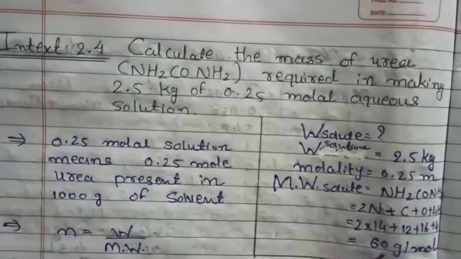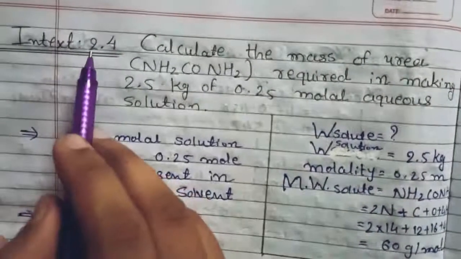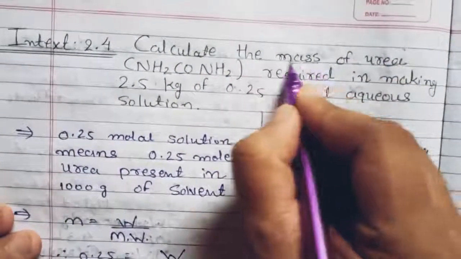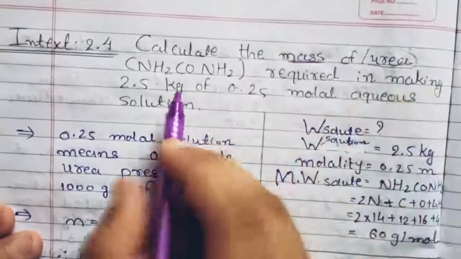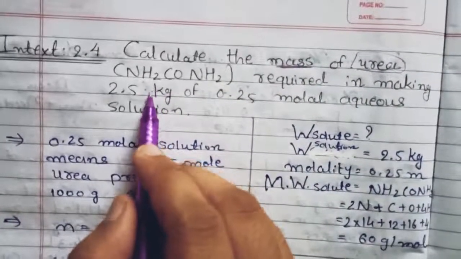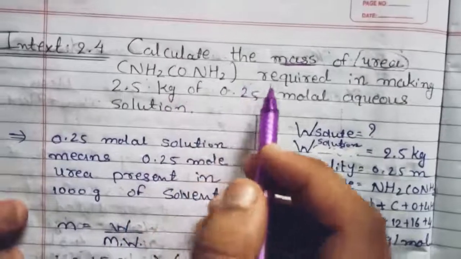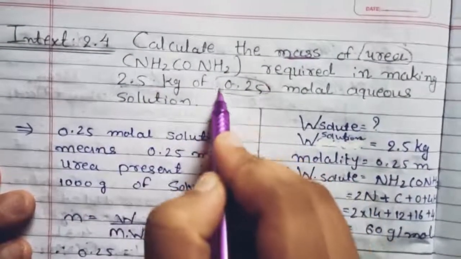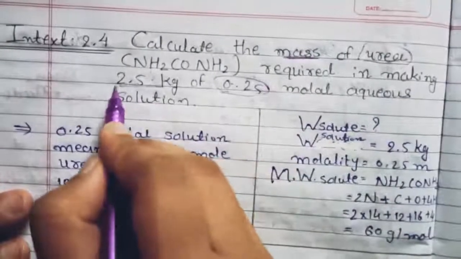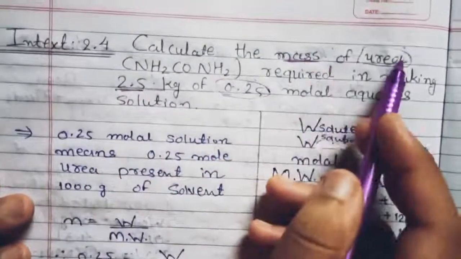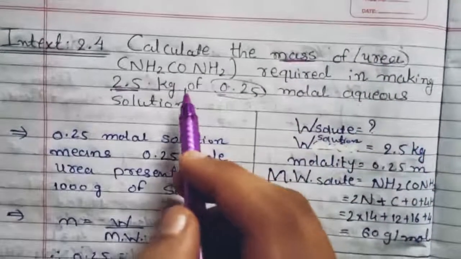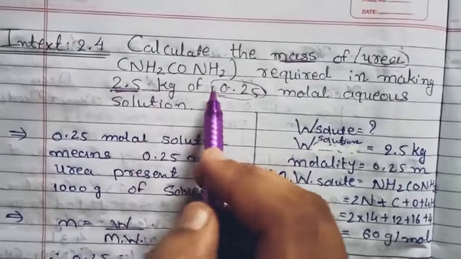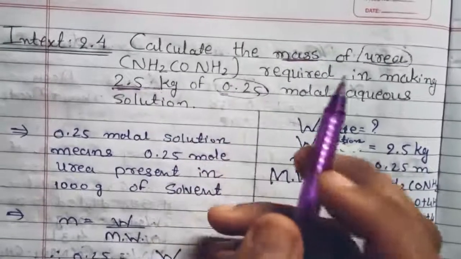Now the next in-text question is 2.4. Calculate the mass of urea, right? We have to calculate the mass of urea. Urea having formula NH2CONH2 required in making 2.5 kilogram of 0.25 molar aqueous solution, right? कि हमें क्या करना है, मास ऑफ यूरिया फाइंड आउट करना है. किसके लिए? जब हम 2.5 किलोग्राम सॉल्यूशन फॉर्म करें, ओके, ऑफ 0.25 मोलर.